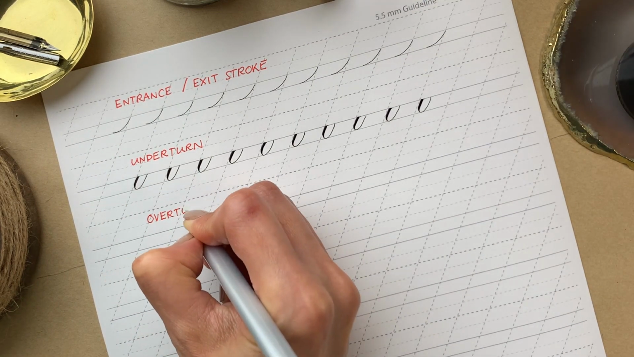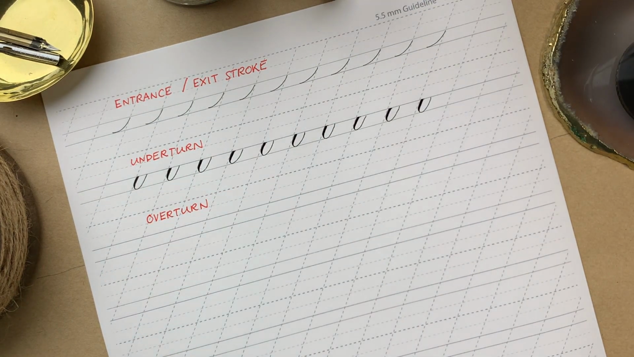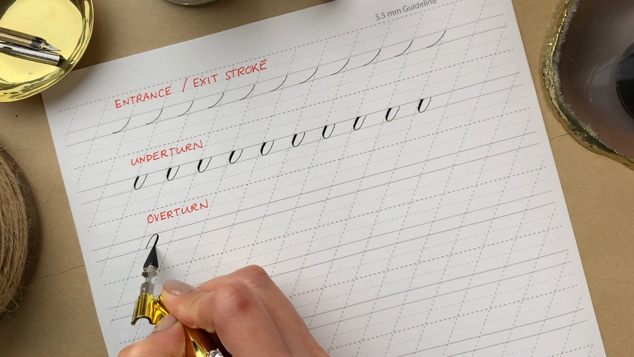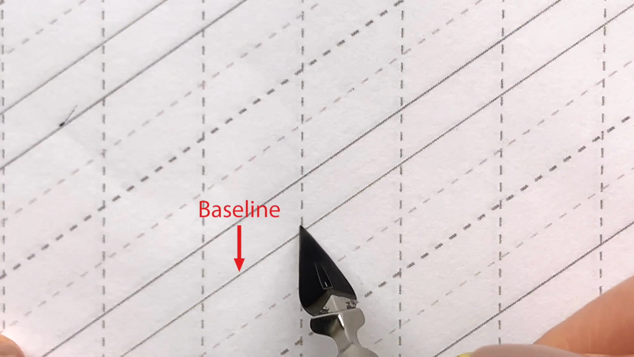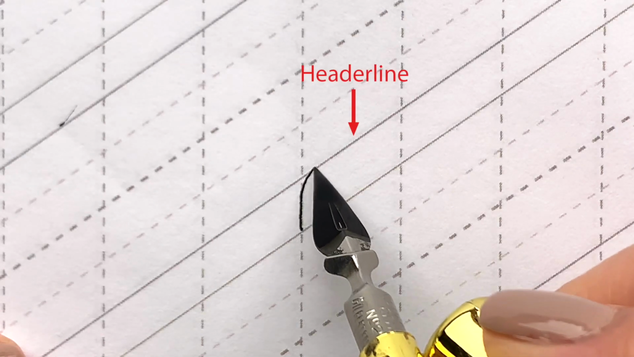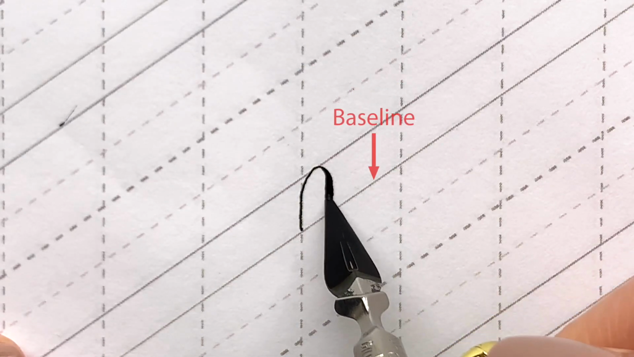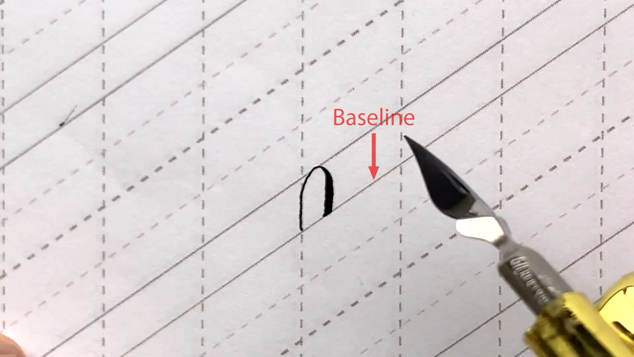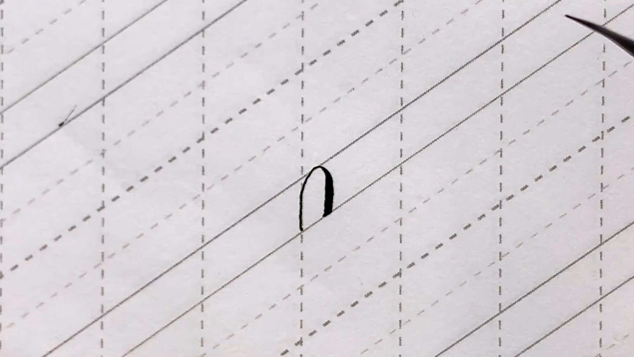The next one is the overturn. You can find this stroke in M and N. Start with a thin stroke at the base line, make a round turn when approaching the headline, and gradually increase pressure towards the base line and finish with a squared bottom like this.